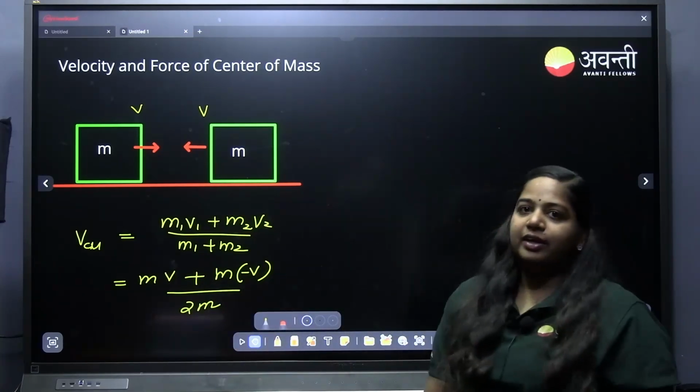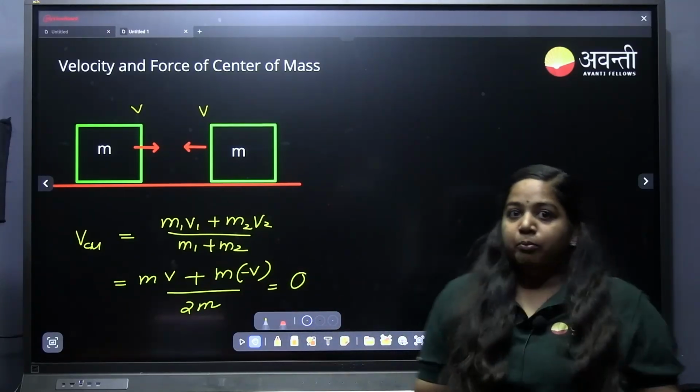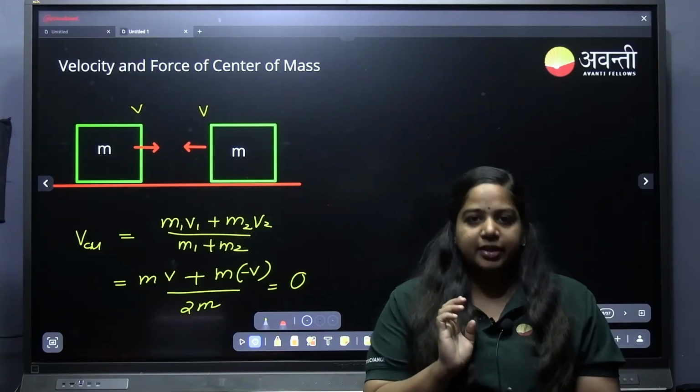So what are we getting? Velocity of center of mass is equal to 0. Both the bodies are moving, but the center of mass is not moving. It will be constant there.